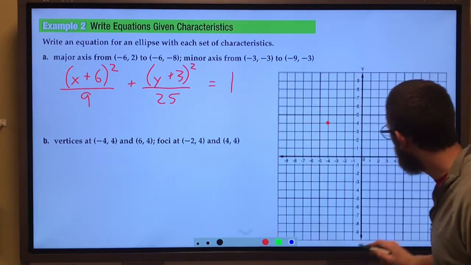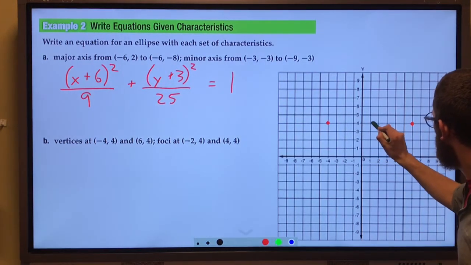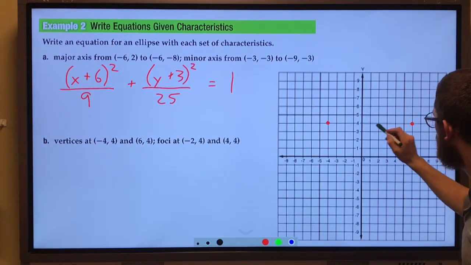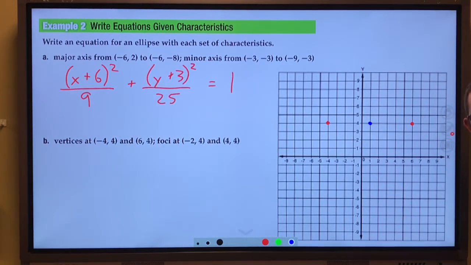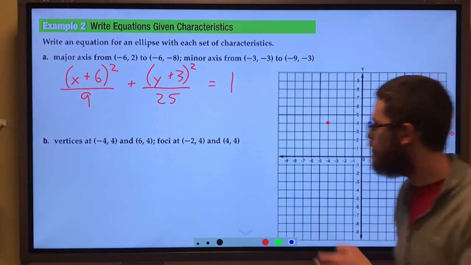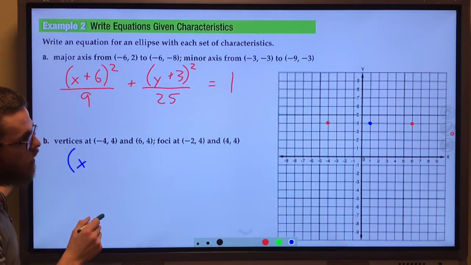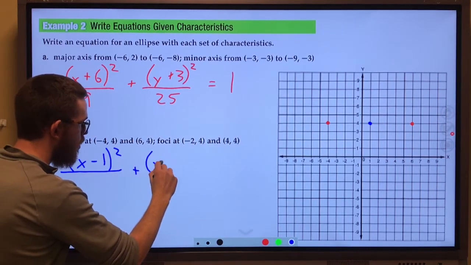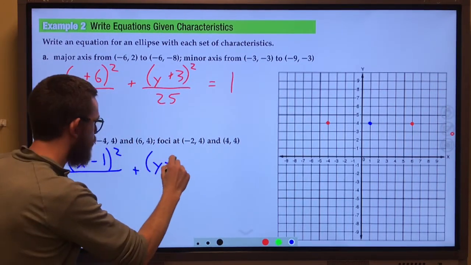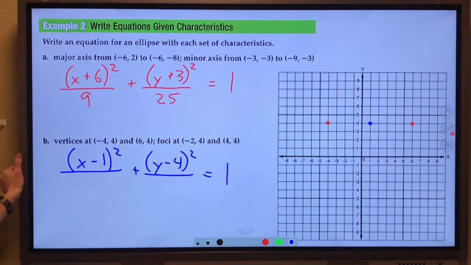So just already looking at this, I can see that 1, 2, 3, 10. My center point has to be right there at 1, 4, because that is the midpoint of my major axis. I already got so much information, I'm just going to go ahead and start using it. I know it's going to be x minus 1 squared plus y minus 4 squared. All this equals 1. I just need to know my a and my b value.